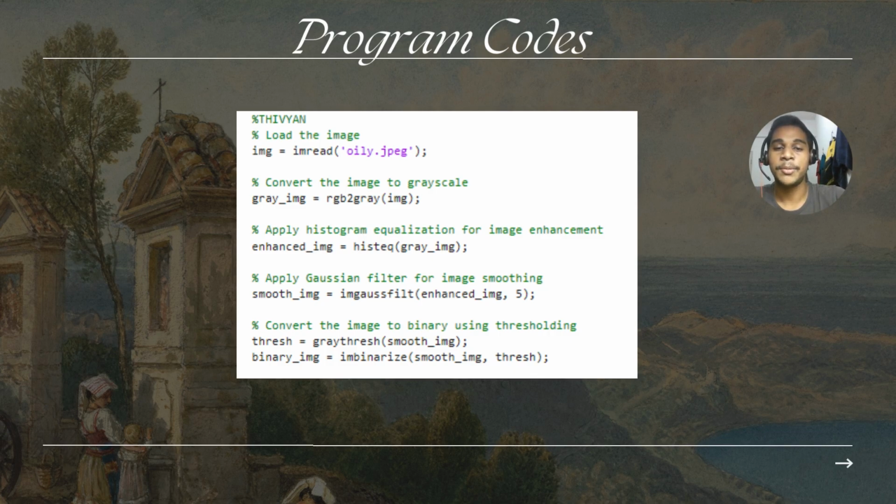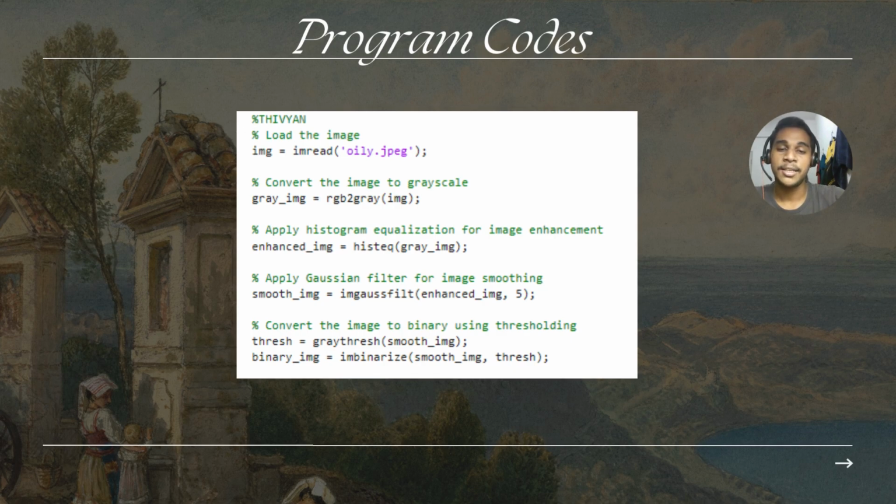Next, we convert the image to grayscale. This simplifies the image and reduces computational complexity since we only need to work with intensity values. We use the rgb2gray function for this conversion. To enhance the image, we apply histogram equalization using the histeq function. This technique improves the contrast of the image by spreading out the intensity values, making features more distinct.